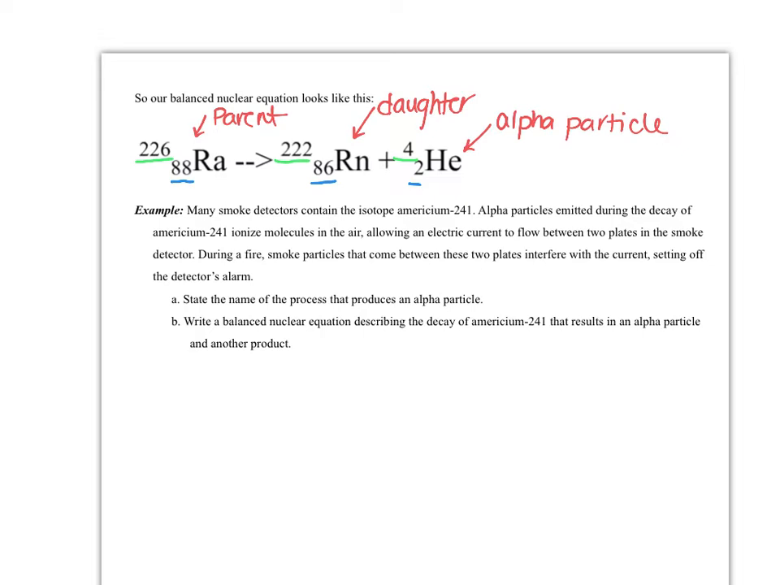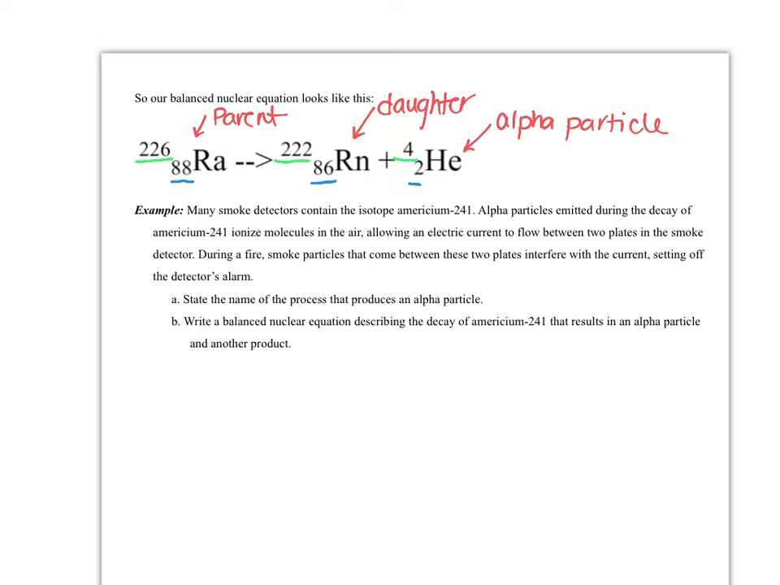So let's try an example of that on our own. Many smoke detectors contain the isotope americium-241. Alpha particles emitted during the decay of americium-241 ionized molecules in the air, allowing an electric current to flow between the two plates of the smoke detector. During a fire, smoke particles that come between these two plates interfere with the current, setting off the detector's alarm. So state the process that produces an alpha particle and write the balanced nuclear equation describing the decay of americium-241 that results in an alpha particle and another product.